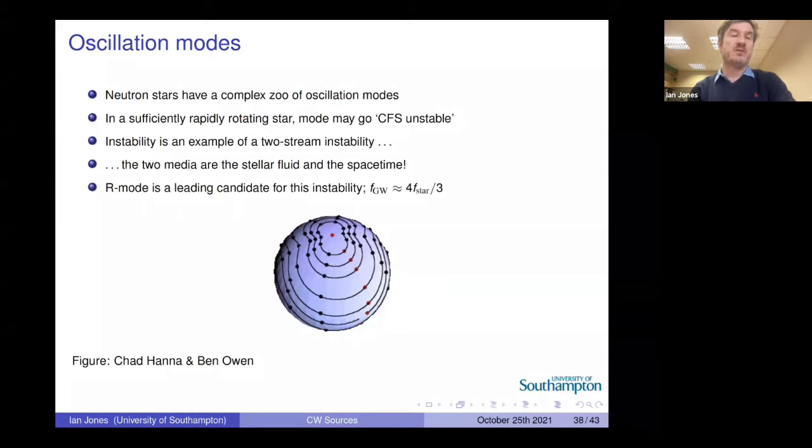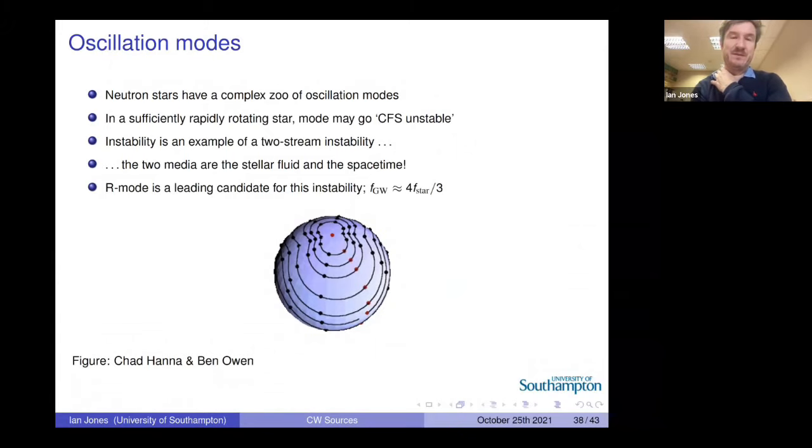And when I say a complex zoo, what I mean is there are different types of oscillation modes. Some of them are mainly to do with pressure forces. Some are to do with magnetic forces. Some are to do with elastic forces. Some are to do with rotation. There's a whole zoo of these, as I say. And in principle, these, when excited, can emit gravitational waves.